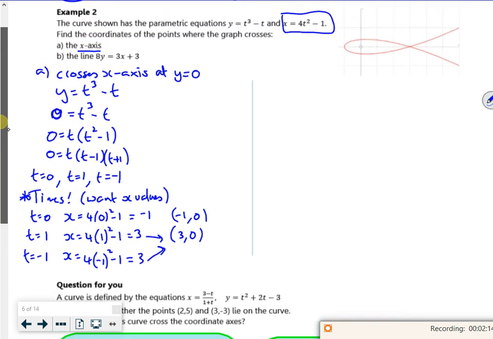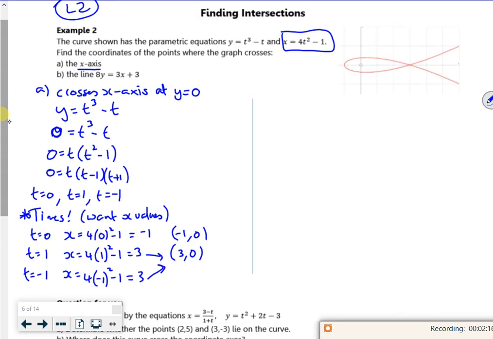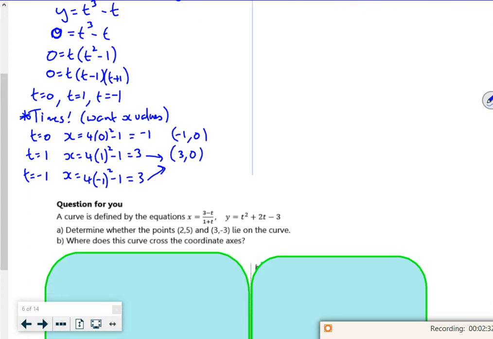If you look at the curve, it could have been that one goes through first. Oh, yep, there it is. Then there it is again. And it comes back through the same point again. So that's why the t is 1 and the t is minus 1 give the same coordinate.